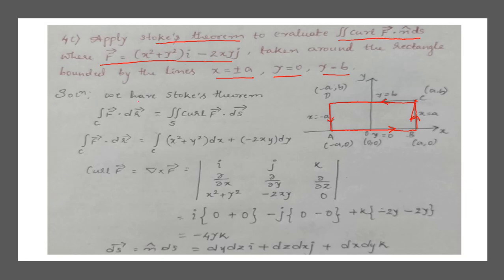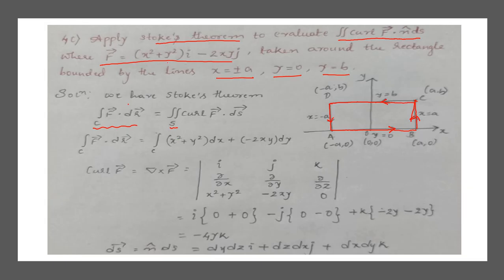Here Stokes theorem is defined as follows. Stokes theorem is given by the integral over region C of f dot dr, which is equal to the double integral over the surface S of curl f dot ds. I will tell you what ds is: vector ds is nothing but n cap ds. So I will first find the vector integral over C of f dot dr.